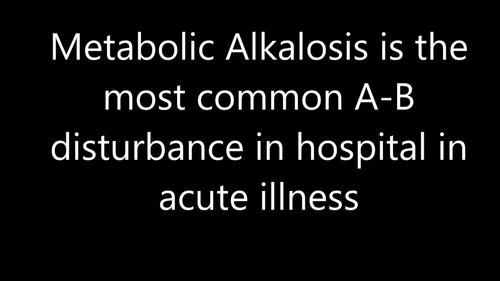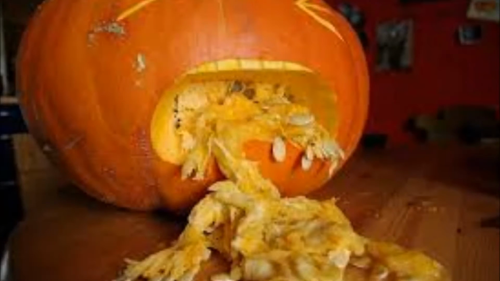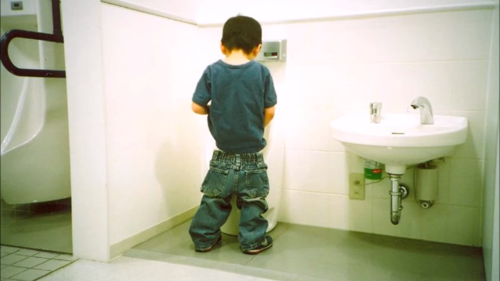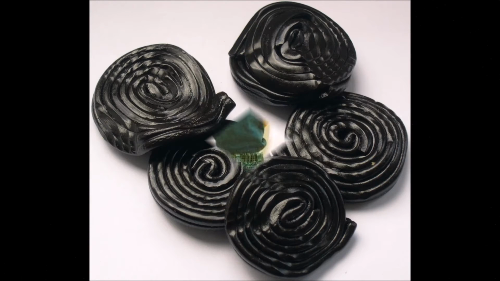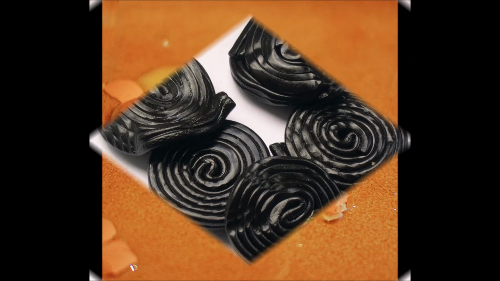And today we're going to be talking about metabolic alkalosis. Metabolic alkalosis is very common in acute illness. It's the most frequent acid-base disturbance in hospital. And how is it caused? It's caused by a loss of fixed acid, such as your phosphoric acid, your sulfuric acid, or your ammonia, or an accumulation of blood base.